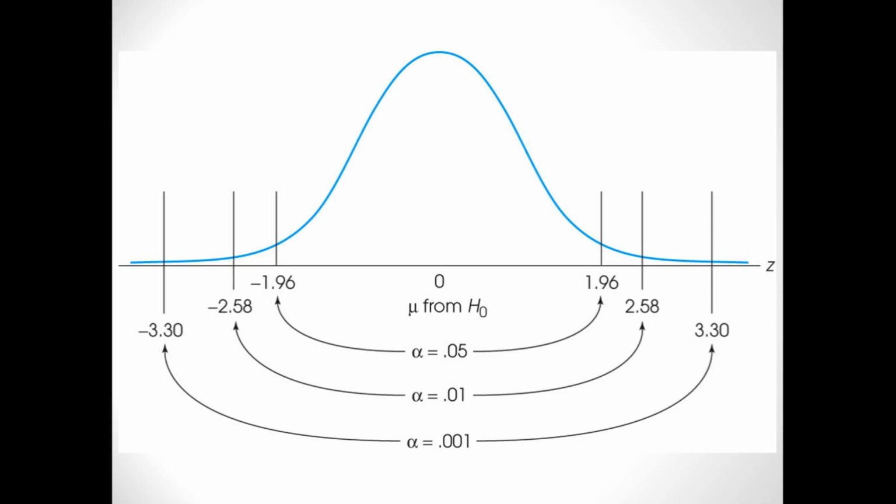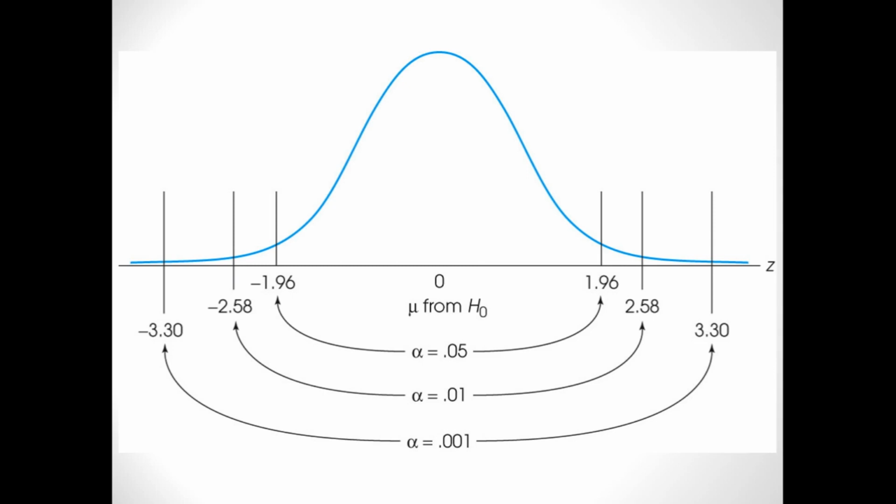We also have a 1% low probability level, which is 2.58 for the normal distribution of mean 0 and standard deviation 1, and so on.